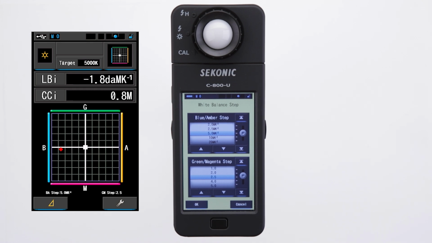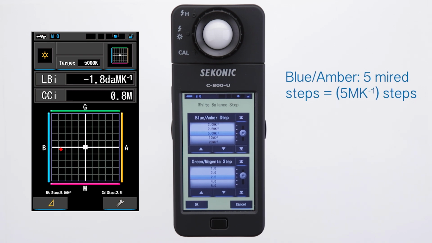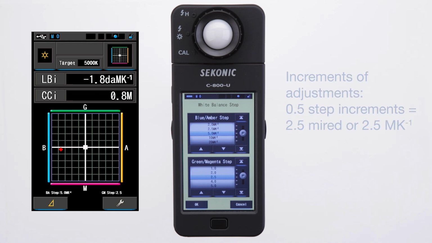The grid consists of horizontal blue and amber grids, along with vertical green and magenta grids. The blue and amber grids contain 5 mired steps in the chart, which are equivalent to 5 per megakelvin steps. The increments of adjustment are in 0.5 step increments, which is 2.5 mired or 2.5 per megakelvin.